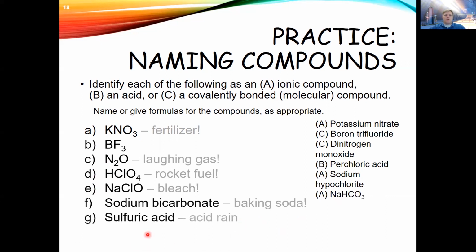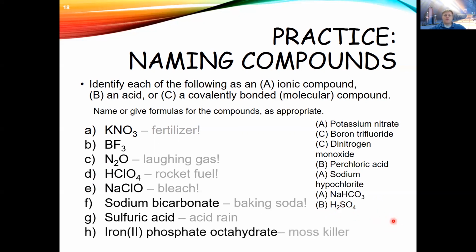Now let's talk about sulfuric acid. Now you should be able to figure out from the name here that this is B, an acid, and its formula, since sulfuric acid is derived from sulfate, and sulfate has a 2- charge, then you'll know that sulfuric acid has 2 protons in it.